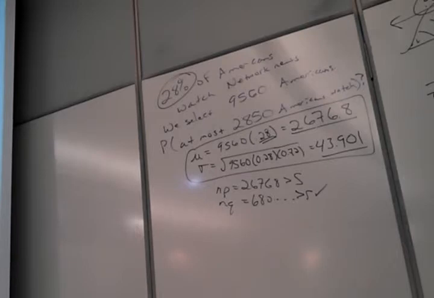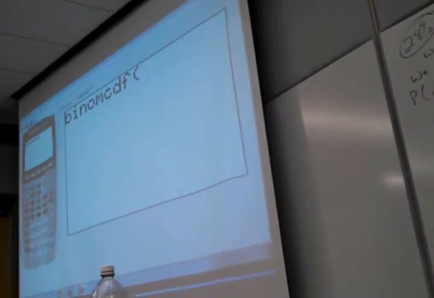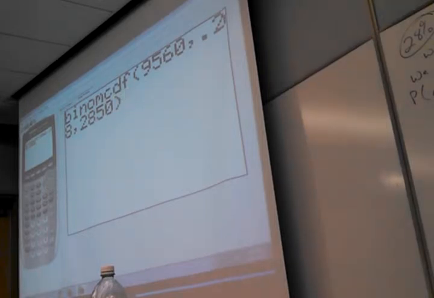So binomial CDF. The inputs are always n, comma p, comma x. Doesn't need q. It's a calculator. It can figure out q once it knows p, right? So what's n? 9560. What's p? 0.28. What's x? 2850. So see, it's 0.99996, because we went a little further than 3.5.